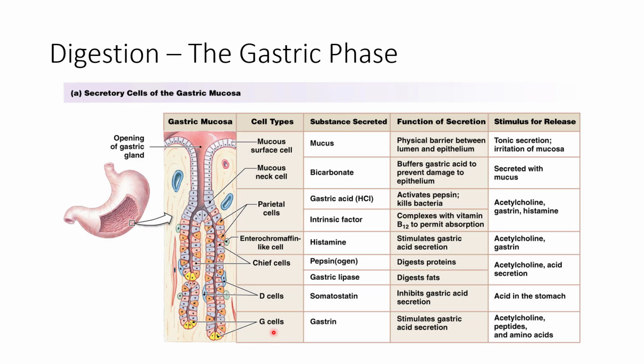We also have the G cells that secrete the hormone gastrin, which again binds to the parietal cells that trigger the release of gastric acid. And what triggers the release of gastrin is acid.